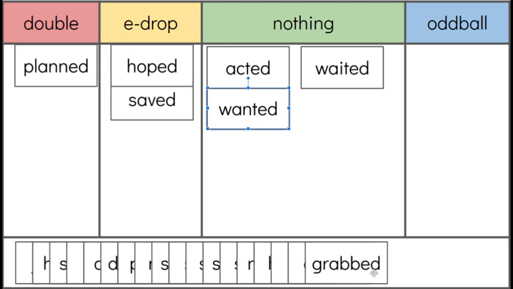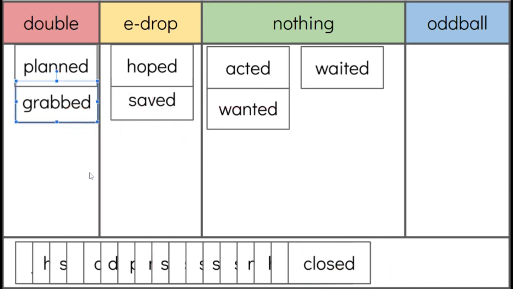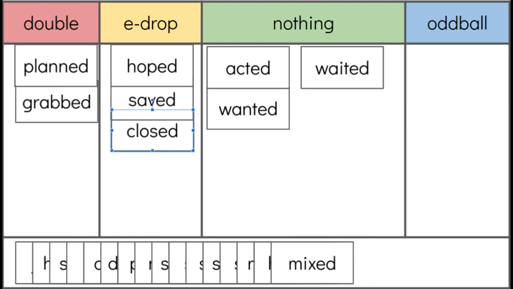Grab becomes grabbed. Last three letters in grab are R-A-B, CVC. So we double the B before we can add the ED. Closed, root word of close, ends in that magic E or silent E. So we drop that off to add our ED ending.